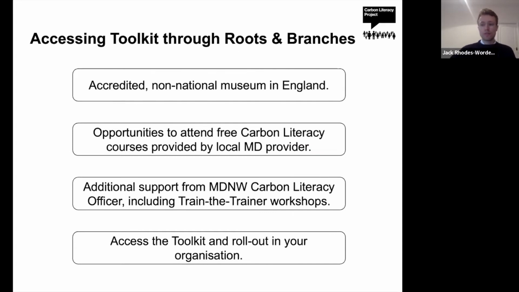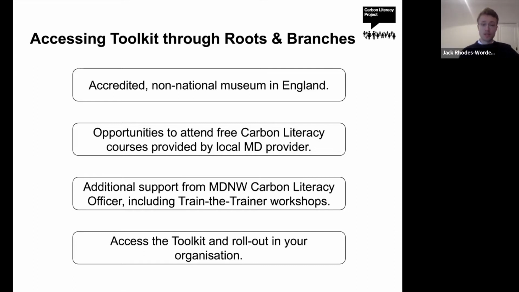There are 2 different pathways to access the toolkit, and that depends on the type of museum that you are from. The first pathway is for people working or volunteering in accredited non-national museums in England only. If this applies to you, you're eligible to access support through the Roots and Branches project. If you're not already carbon literate, you're eligible to attend free carbon literacy courses provided by your local museum development provider. If you're interested in that, please contact your local museum development provider and ask about free carbon literacy training. I think my colleague should be posting the website you can go to in the chat.